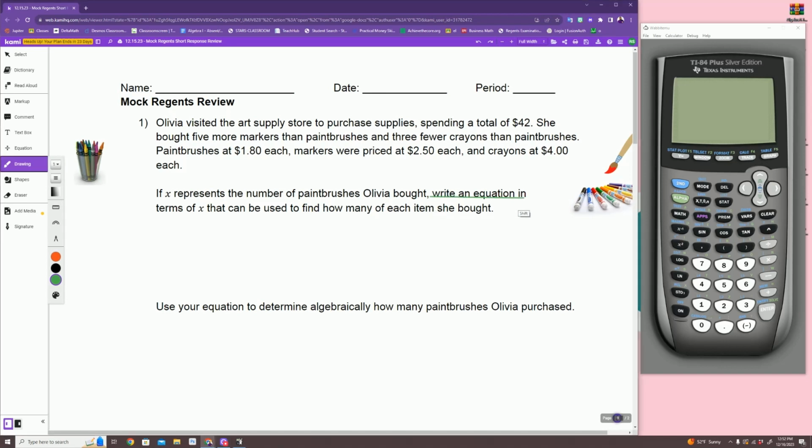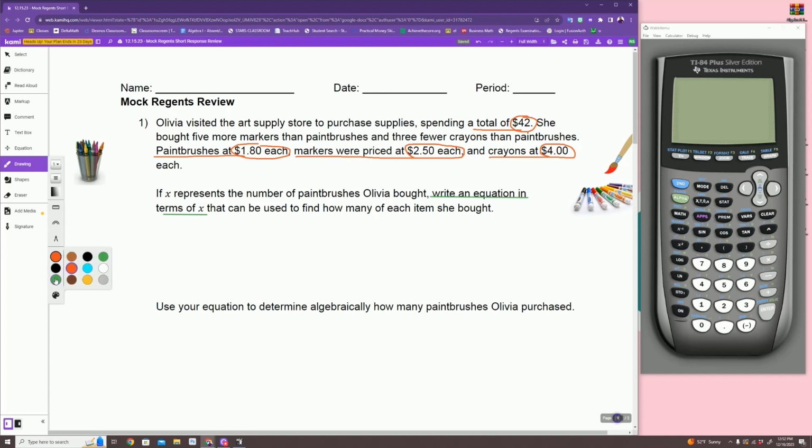So I know they want us to write an equation in terms of X. That's what we are trying to do. Let's underline some important information and figure out what each value is. I have $42, and that is the total she spends in the art store. Another value I see is $1.80 each, the price for the paintbrushes. Markers are priced at $2.50 each, and crayons were priced at $4.